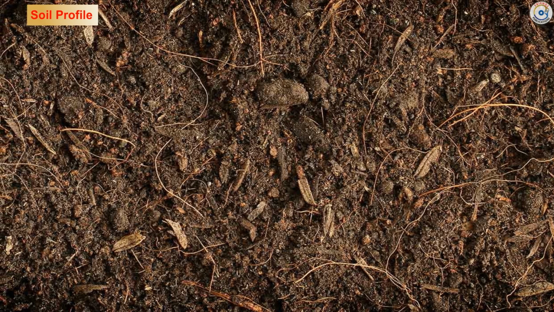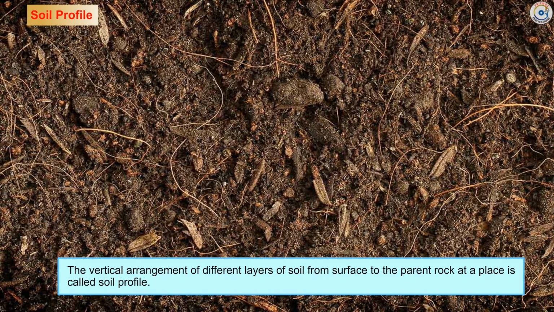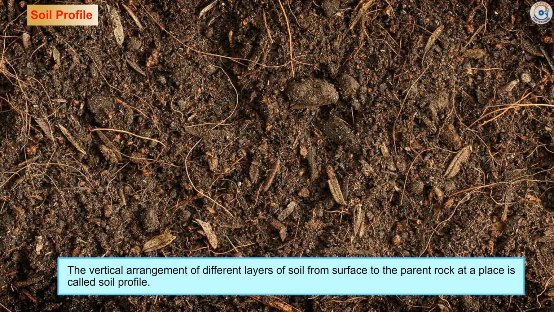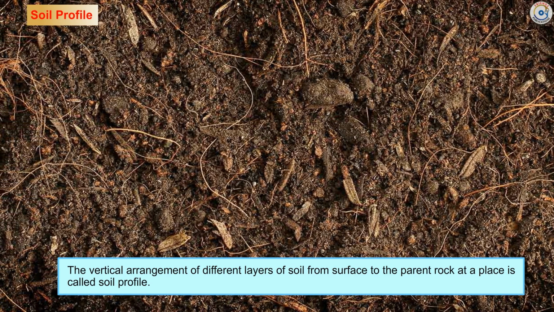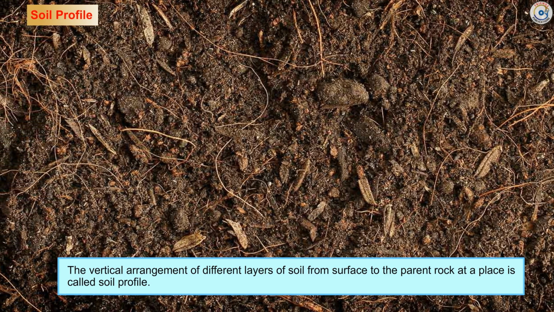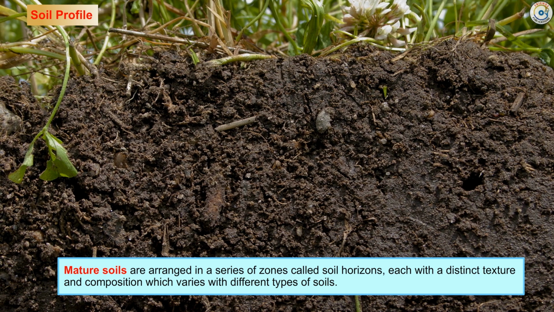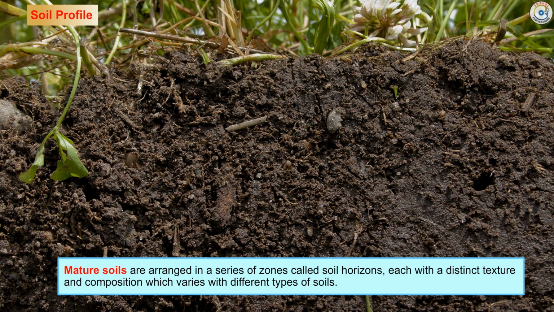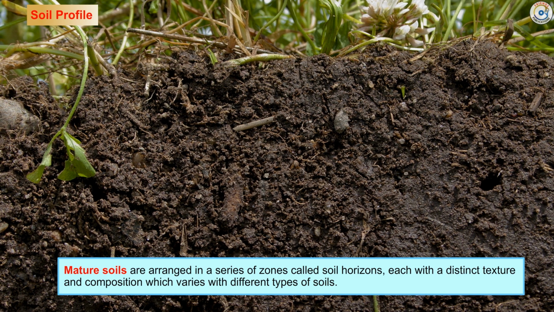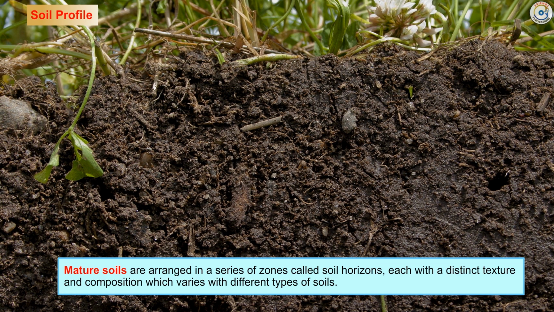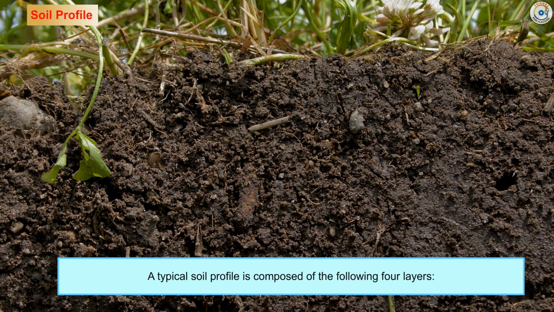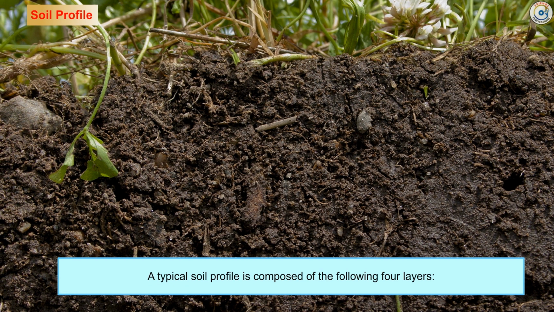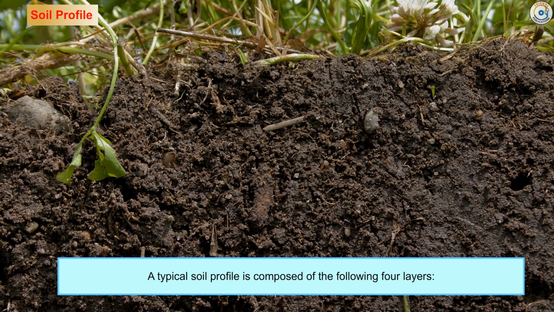Soil profile. The vertical arrangement of different layers of soil from surface to the parent rock at a place is called soil profile. Mature soils are arranged in a series of zones called soil horizons, each with a distinct texture and composition which varies with different types of soils. A typical soil profile is composed of the following 4 layers.